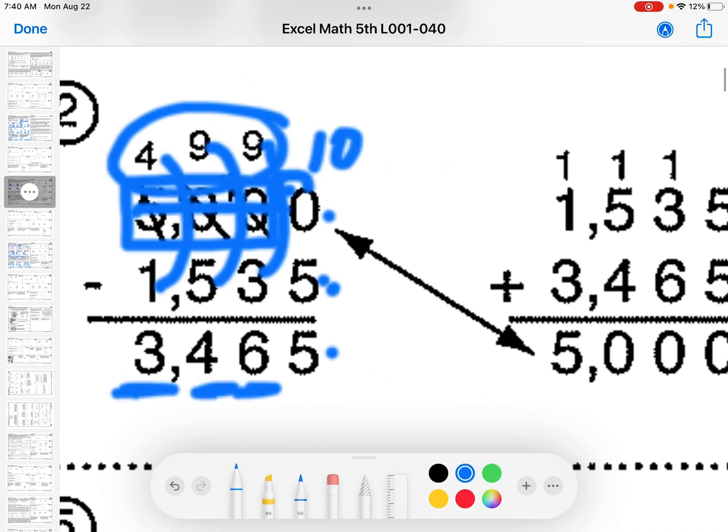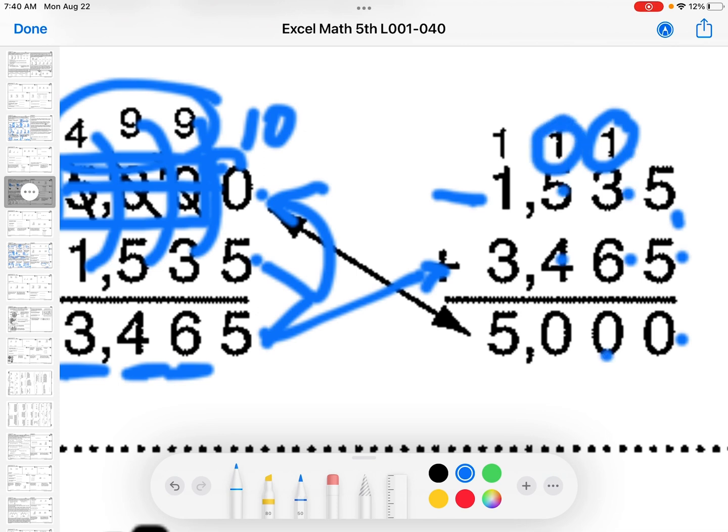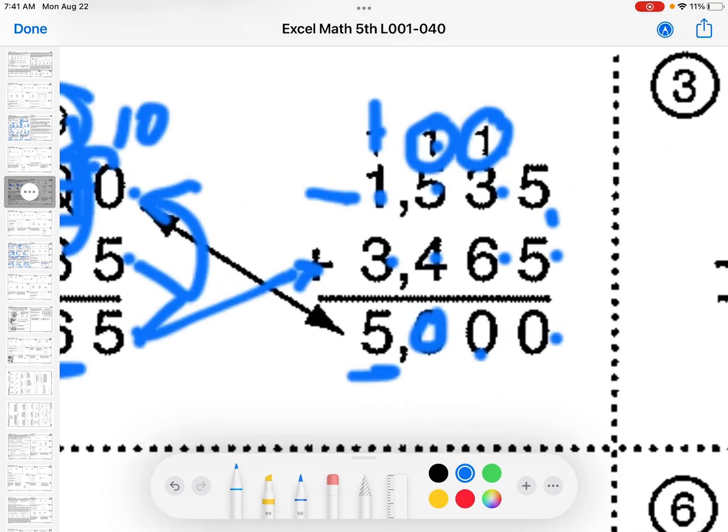Let's see if those two numbers add up to be this one right here. So we have 1535 right there. We have 3465 under it. When I add those two together, 5 plus 5 is 10. Carry the 1, regroup the 1. 3 plus 6 is 9, plus 1 is 10. 1, 5 plus 4 is 9, plus 1 is 10. Regroup with the 1. 1 plus 3 is 4, plus 1 is 5.